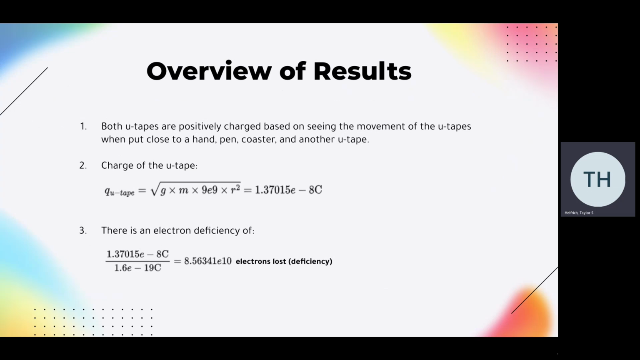So a quick overview of the results is that we found both U-tapes are positively charged based on seeing their movement when put close to a hand, pen, coaster, and another U-tape. We also found the charge of the U-tape to be 1.37 e to the negative 8 coulombs, and there's an electron deficiency of 8.56 e to the 10th electrons.